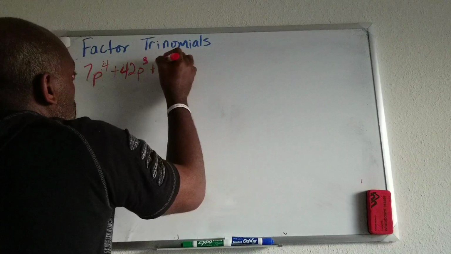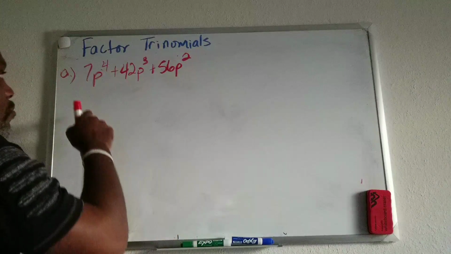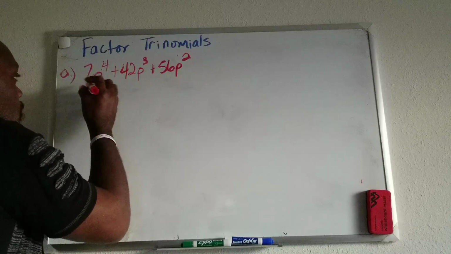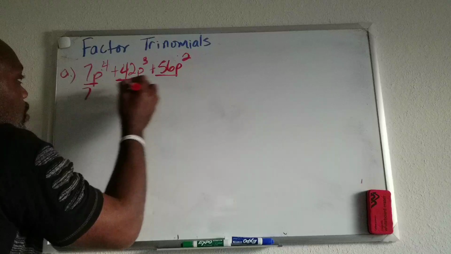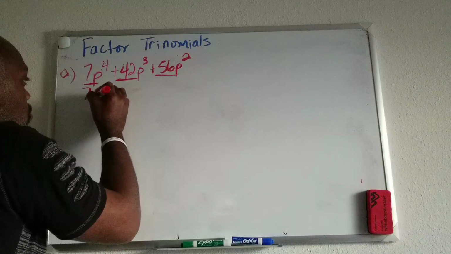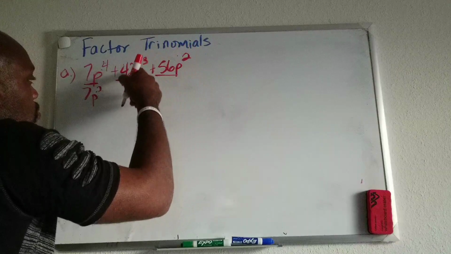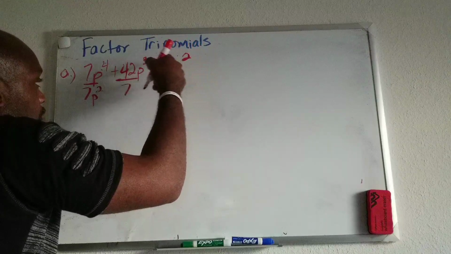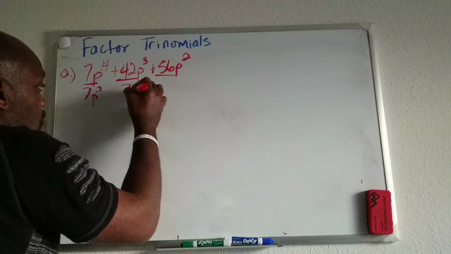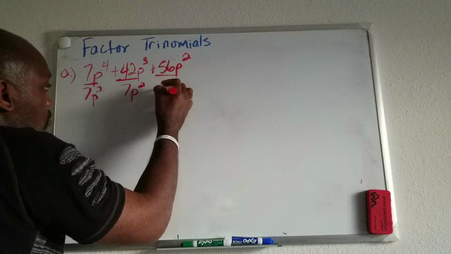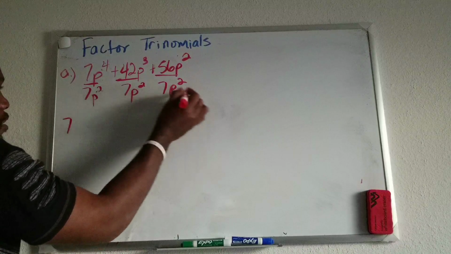plus 56 p to the second. So we need to find out what the greatest common factor is of the coefficients, which should be 7, and then of the variables, which should be p to the second. P to the second is the largest power that can be taken out of all of the variables, and so it's the greatest common factor of the variables.